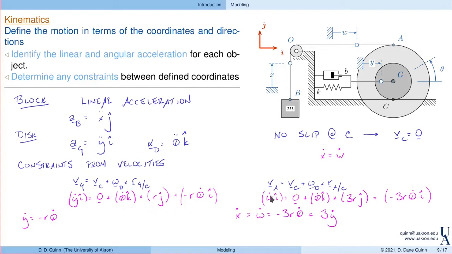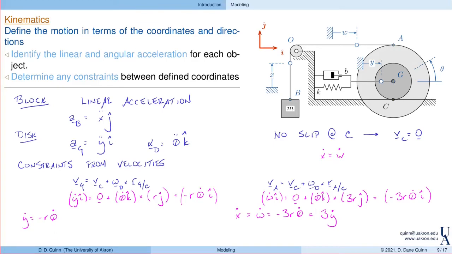Now, it's important to note that these constraint equations are scalar equations. Clearly, the velocity of A is not the same as the velocity of B. B moves up and down, and A moves left and right. So I can't say that VA is equal to VB, but what I can say is that the magnitudes are identical. So I can say that x dot is equal to w dot. When we look at these individual constraint equations, we base them on the velocities, but the constraint equations themselves are scalar quantities. They're just relationships between coordinates.